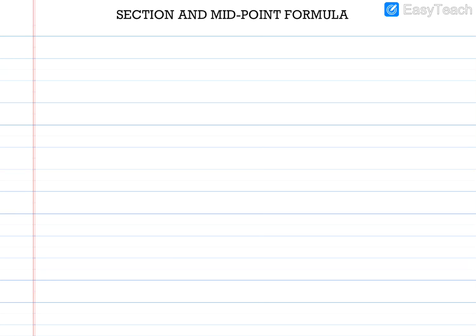Now we are doing section and midpoint formula. Before that, we will consider some diagrams to explain what is section and midpoint formula. Suppose if I draw a line, say I name it A and B. This is A and this is B. Suppose point P divides AB in the ratio m:n.